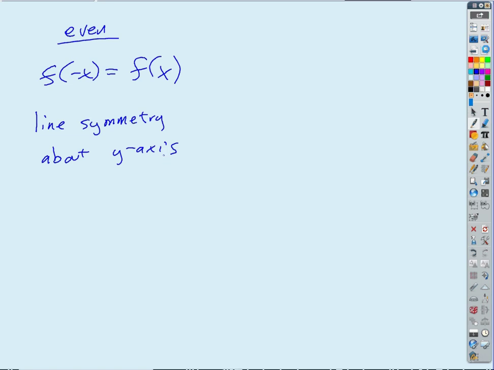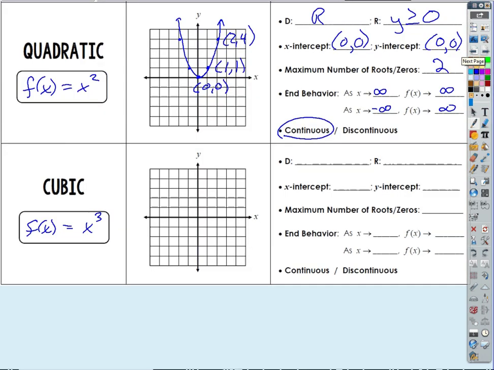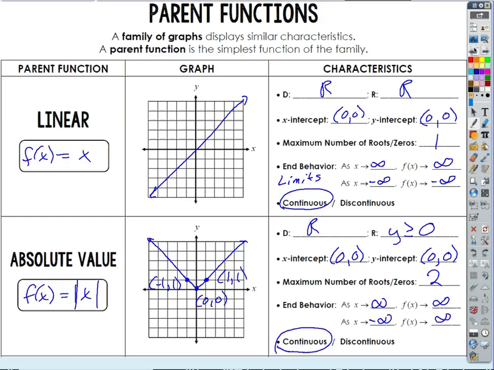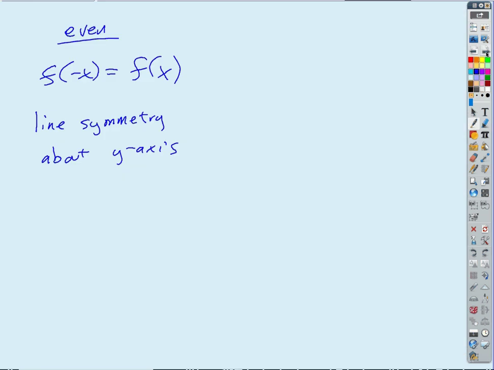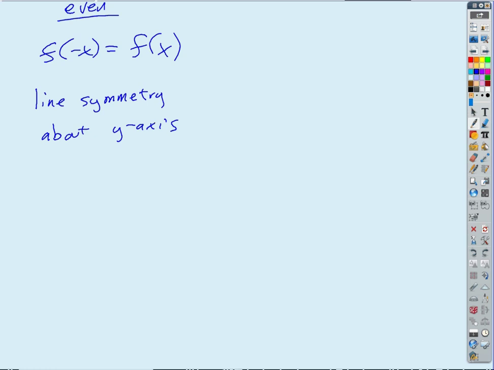If we go back to our graphs, would you agree that this quadratic function has line symmetry about the y-axis? If I fold it over the y-axis, it overlaps. Agreed. And so does the absolute value function, right? So the test for that type of symmetry is, if we plug in a negative x, do we get back the original function, f of x? Let's try it for f of x equals x squared.